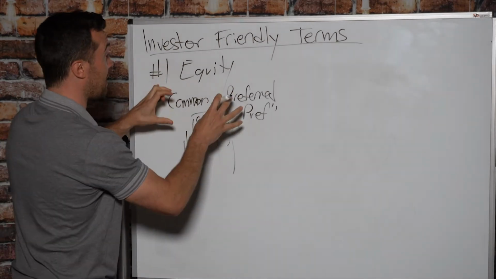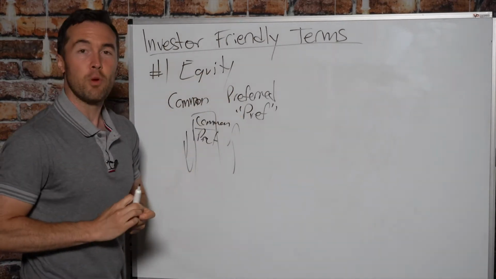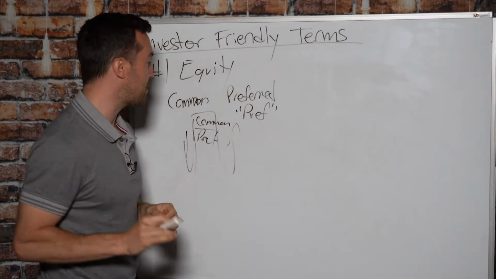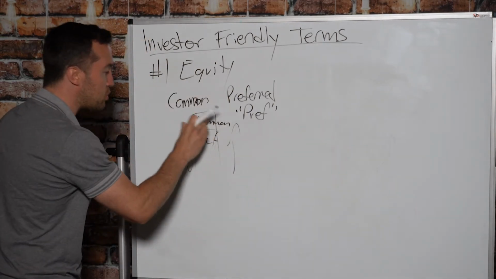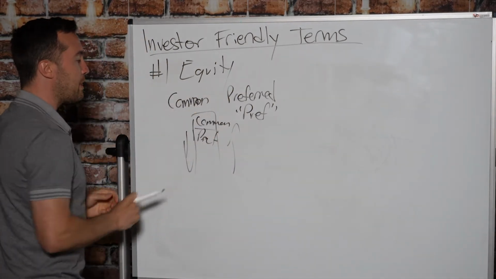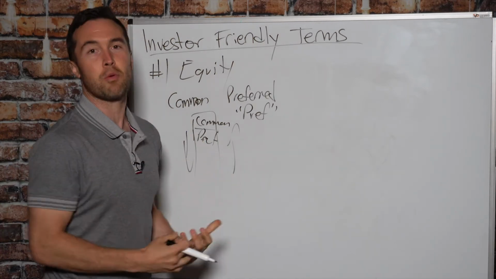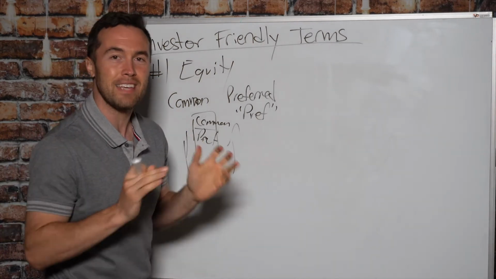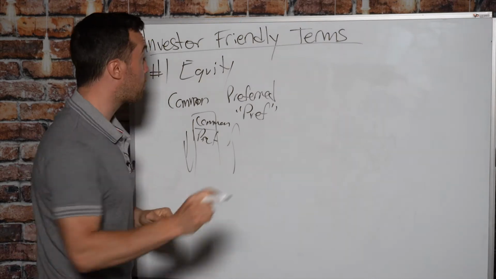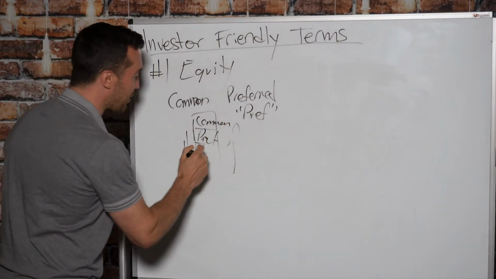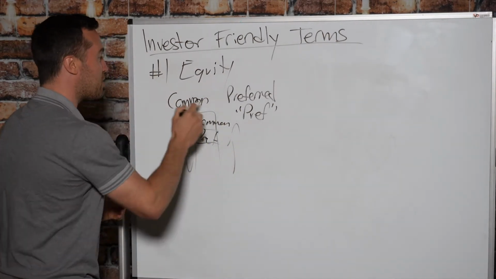So how does this relate to equity? Well, if you are being offered as a passive investor common equity only, there's no preferred equity, your equity is the same as the sponsor's equity. So you guys are getting paid at the same time. But if they are offering you preferred equity, you are actually going to get paid out before the sponsor does.